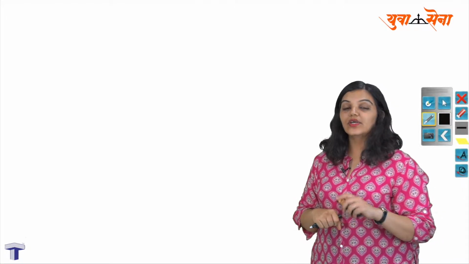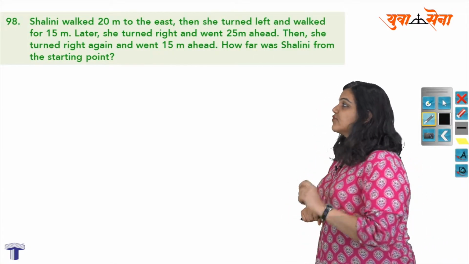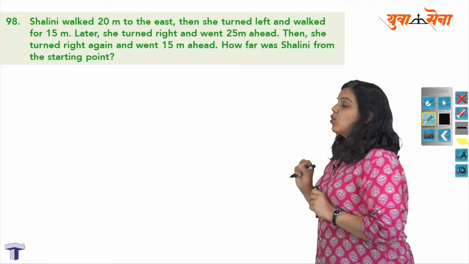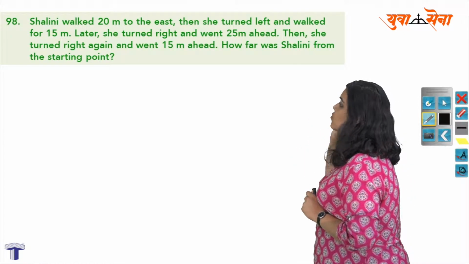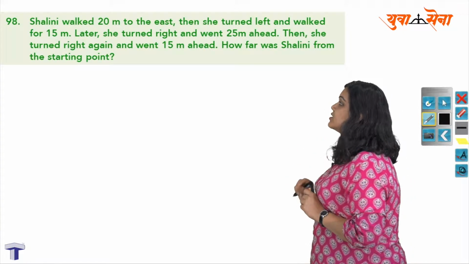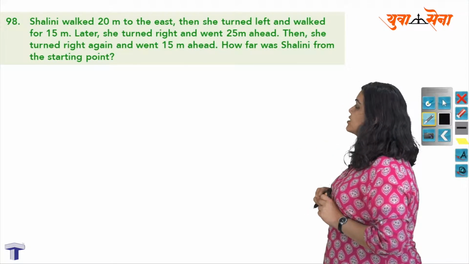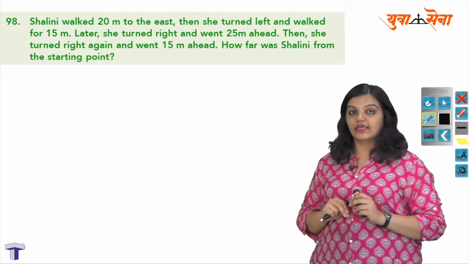Hello everyone, we look at a different kind of question, that is question 98. This is a different kind of question. Let's read what the question says. It says that Shalini walked 20 meters to the east, then she turned left and walked for 15 meters. Later she turned right and went 25 meters ahead. Then she turned right again and went 15 meters ahead. How far was Shalini from the starting point?